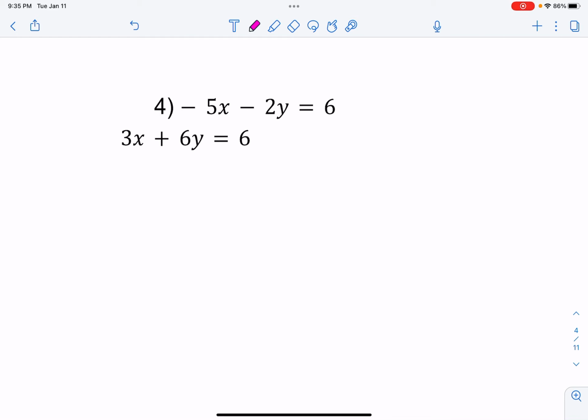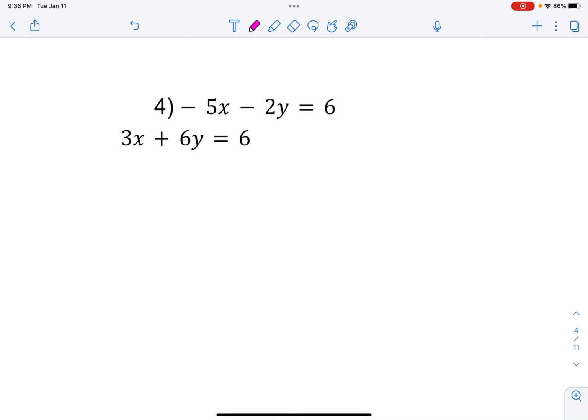So I know these aren't lined up nice and neat. The formatting was a little off, but we do have our x's first, our y's second, and then our constant there at the end. So look at your x. We have negative 5 and we have 3. So greatest common multiple would be 15, right? Because 5 times 3 is 15. 3 times 5 is 15.